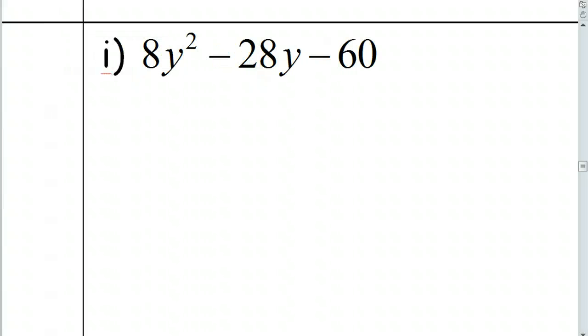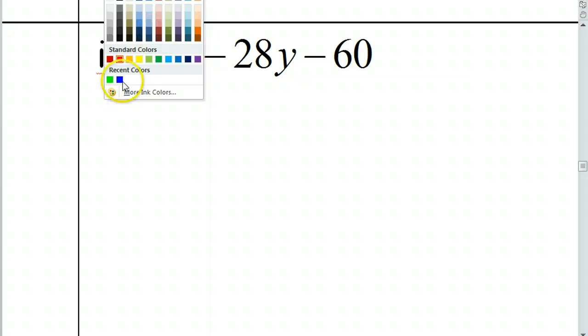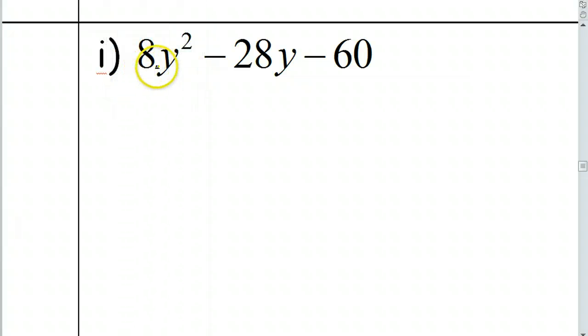All right, and this is going to be the last one that we will squeeze into this video, I. And once again, what's the first step of factoring? That's right, look for the greatest common factor. So let's see, they're all even, they're all divisible by 4. So let's pull out a common factor of 4.